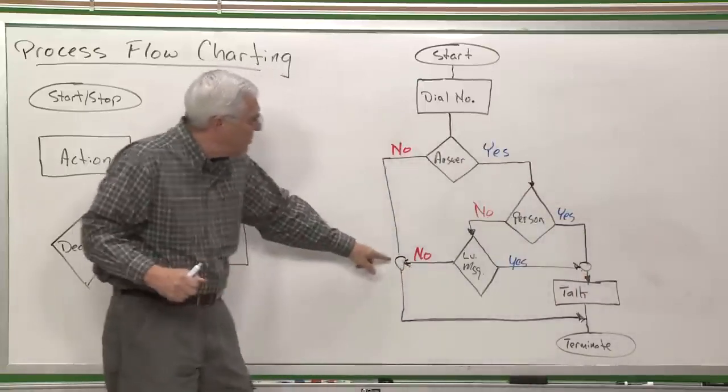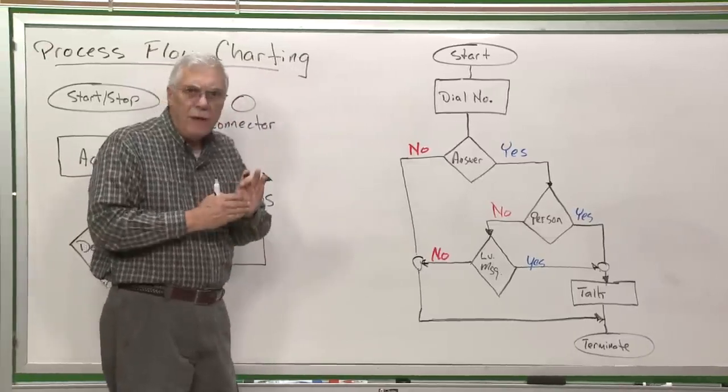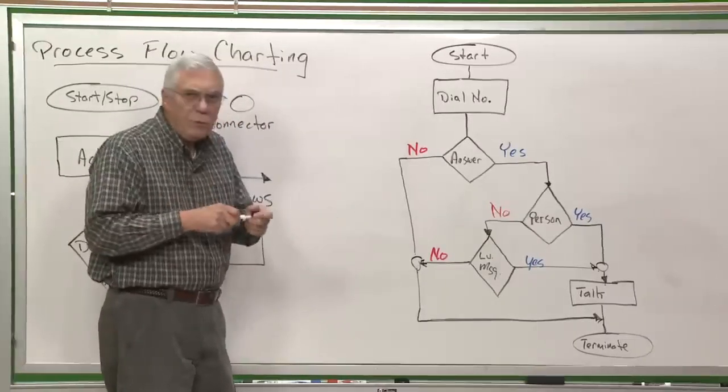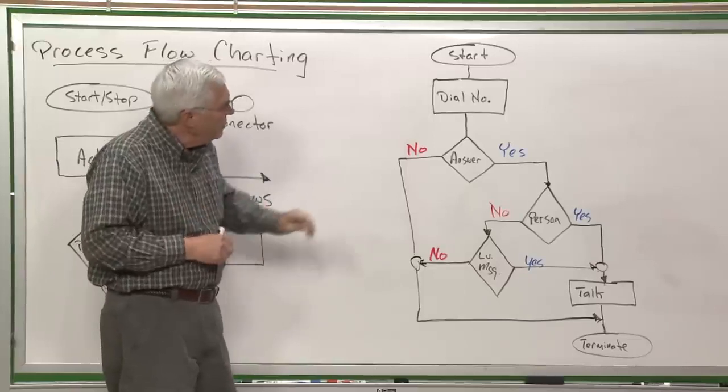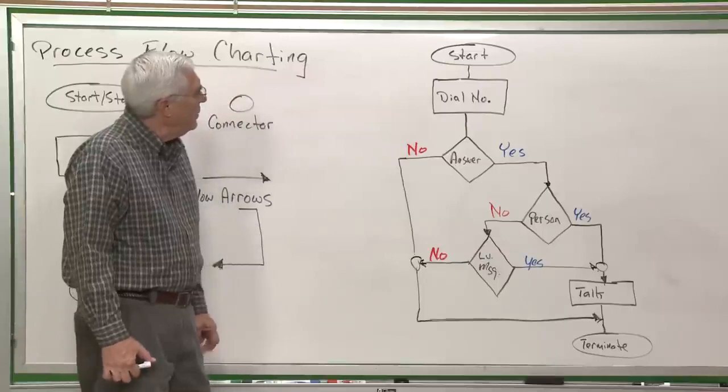I could have used connectors here where these lines come together. Typically, we don't use a connector when it's just two lines coming together, but in some cases you'll have 3 or 4, and that's where you would use the connector. But at least this will give you an idea of where the connector would fall into that whole scenario.